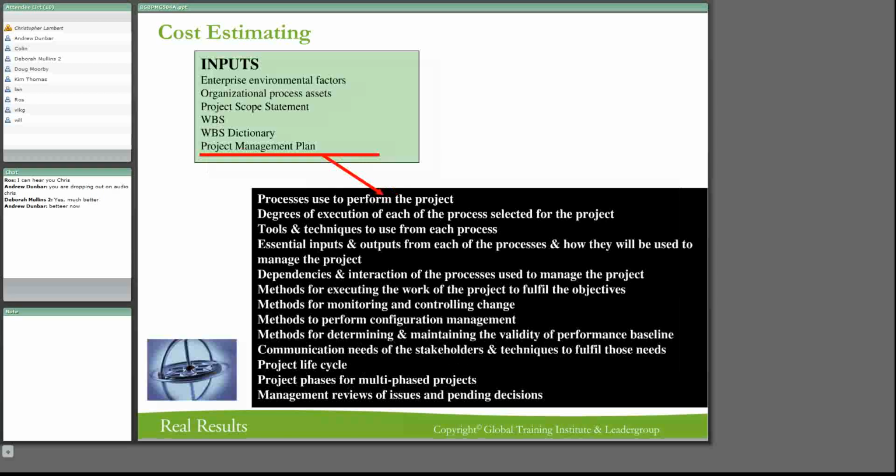Now, a lot of this is not something new. This really comes out of your organizational process assets. A lot of these things are already defined in organizations. But that doesn't mean to say that they're all defined. And then you've got your project life cycle, your phases, if it's a multi-phase project, and the management reviews.